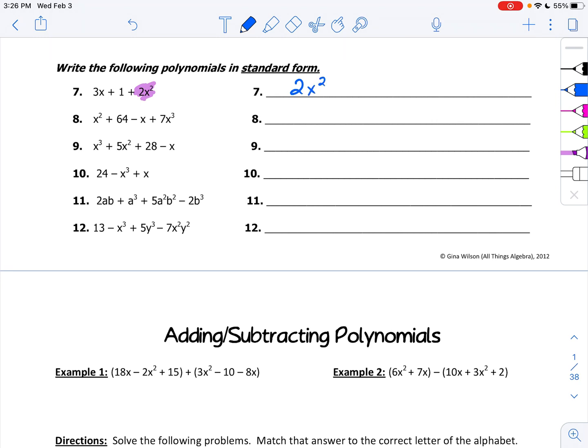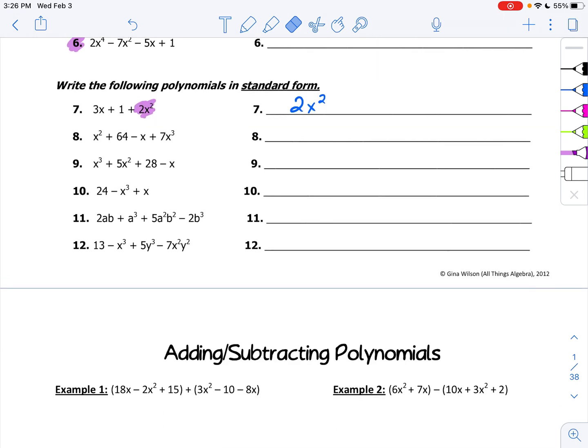Our next highest term is going to be 3x. It's raised to the first power. It's a positive 3x, so it's going to be plus 3x. And then our last term that we have left is plus 1. So this is now in standard form.